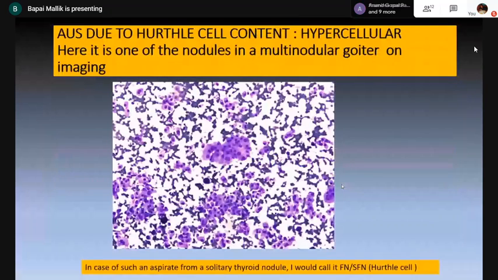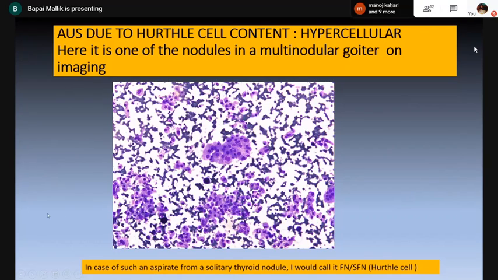What about the hypercellular situation? Now, look at this particular picture. If I told you that this is from a single nodule and the patient has no other lesion in the thyroid, one single nodule looking like this is going to be a follicular neoplasm / suggestive of follicular neoplasm, Hürthle cell type. If I told you that this is a patient who has a multinodular picture, of a multinodular goiter, there are multiple nodules and one of the nodules looks like this, I have to use the word AUS due to Hürthle cell content because it is one of the nodules in a multinodular goiter on imaging.